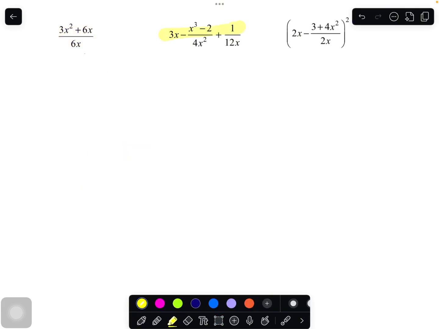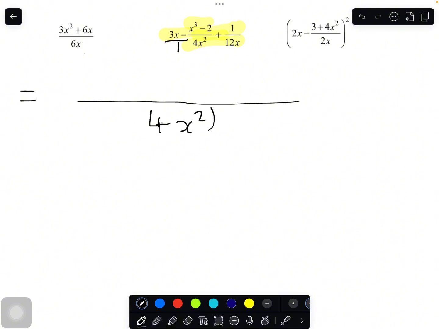Moving on to the next question. So here we have a longer sum. Something I want you guys to note is when you have a whole number, this whole number is over 1. So we need to find an LCD here. So I'll just draw a long line. And my LCD here, you can find the lowest common denominator, or you can just multiply them. So we're going to work with just multiplying them because this is something you can do for all of them, which will be 4x squared into 12x.